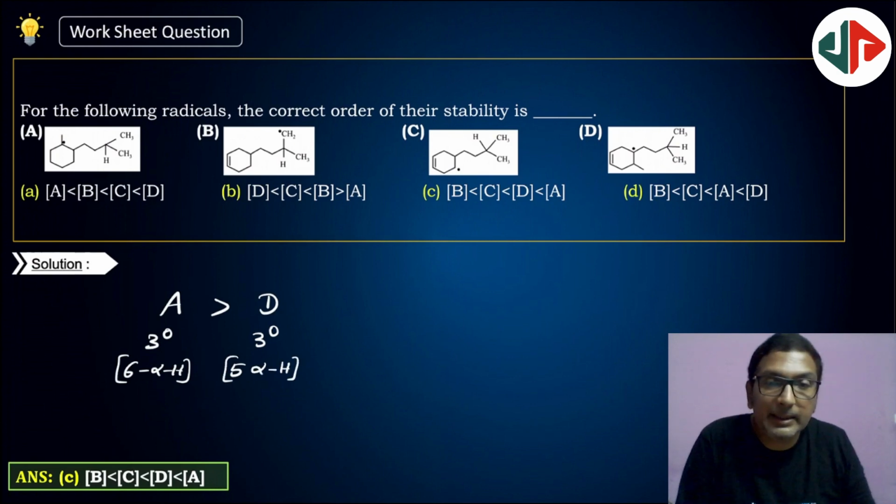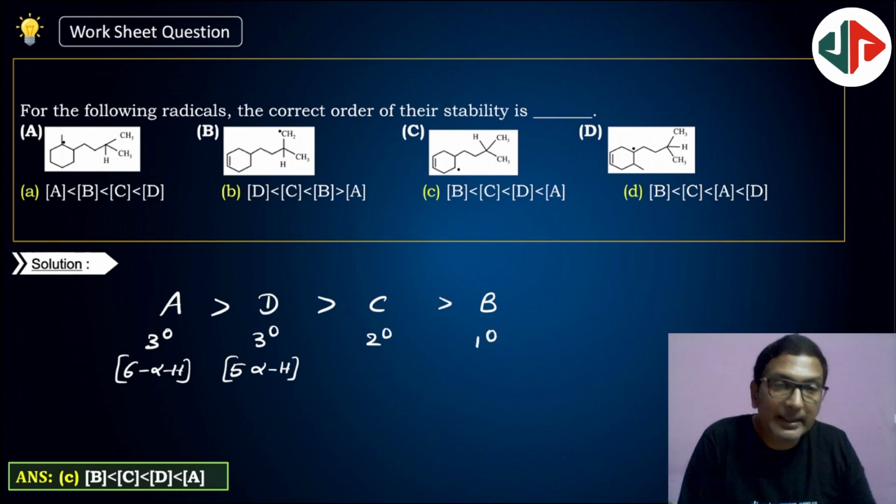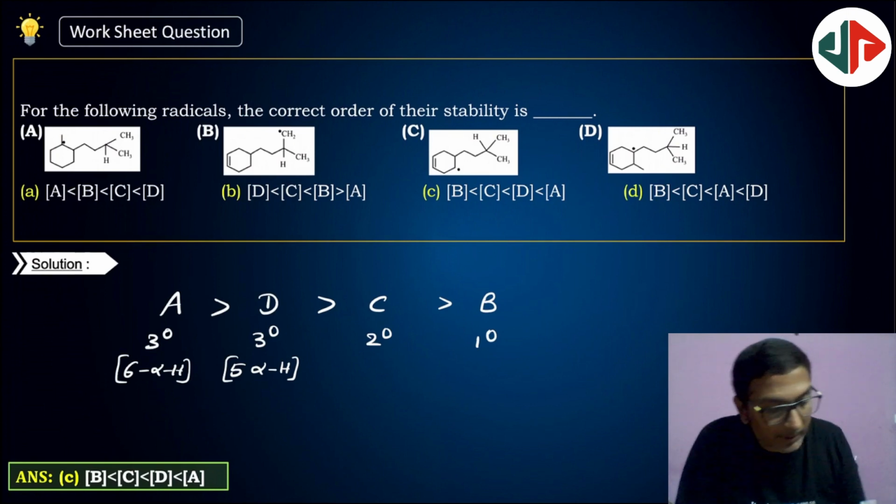So stability is directly proportional to the number of alpha hydrogens. After that take C. C is secondary. Next, after that B. B is primary. Stability order, so this is decreasing order. We can write increasing order B, C, D, A. Therefore option C.